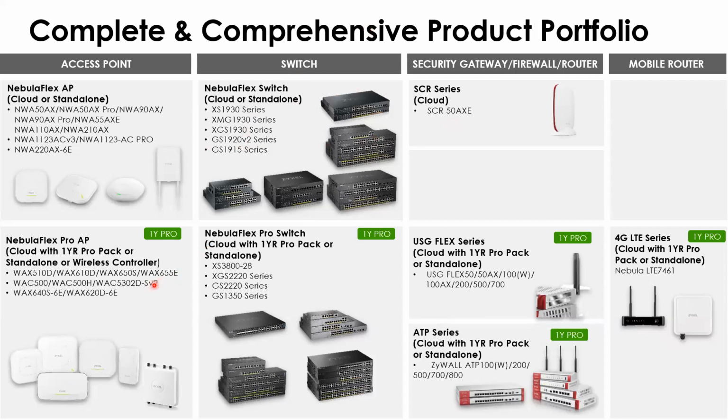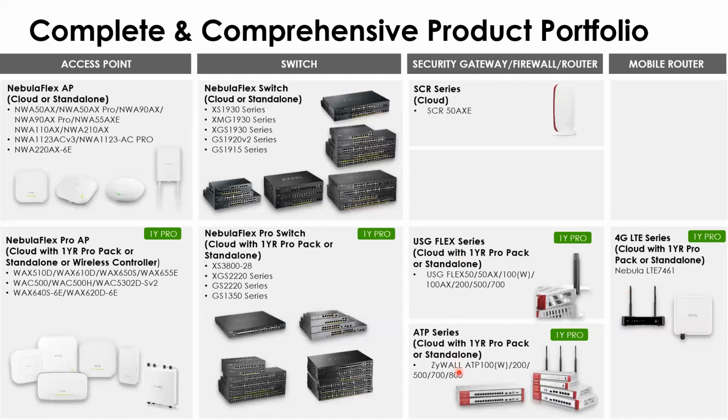And then on the pro side of things, it's all of our switches that are 3 digits or more, and access points that start with 5 or 6. So WAX510D and WAC5123AC, et cetera. On the switch side of things, it is our 1350 series of switches, our 2220 series of switches, and the 3800 switches. And then all of our firewall products here are our main ones, the USG Flex and ATP.